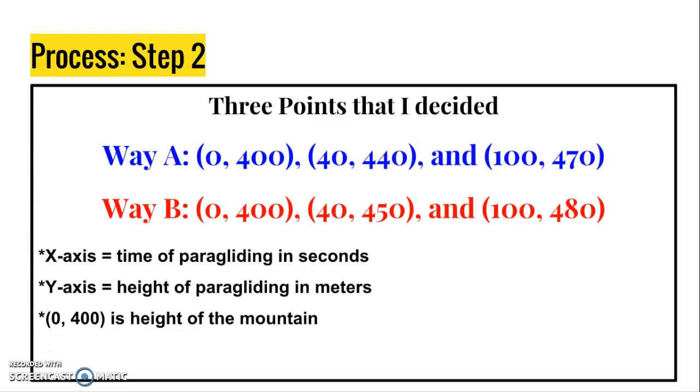After this decision, I have to choose 3 initial points that I will reach in the air at the beginning of each planned race, imagining that I am paragliding on the graph paper. So I chose these 3 points for way A and these 3 points for way B. Here, the y-axis is the height in meters and the x-axis is the time in seconds. As you see, the y value of way B is greater than those of way A, while the x value is constant. So these points signify that way B will rise up in the sky higher than way A within the same amount of time. Also, (0, 400) remains constant for both way A and B because it is the point where I jump from and the height of the mountain, which is about 400 meters.